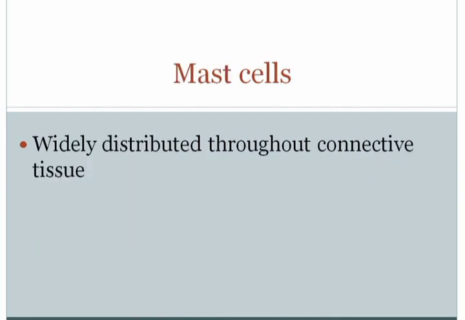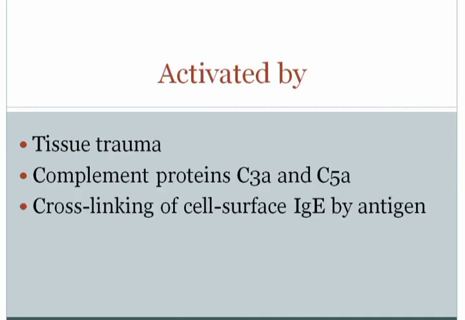The next of the mediators of acute inflammation are mast cells, and mast cells are widely distributed throughout the connective tissue of the body. There are 3 mechanisms by which mast cells can be activated. Number 1, tissue trauma. Whenever tissue trauma occurs, the mast cells get activated, and they will then help to mediate the acute inflammatory response.